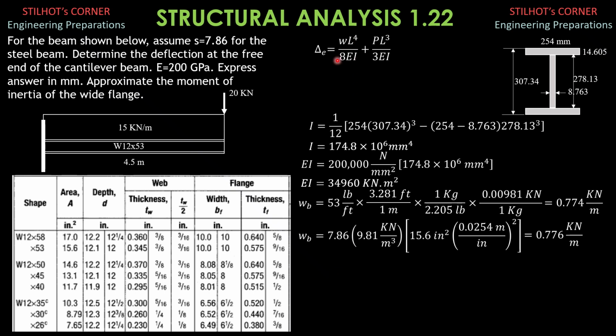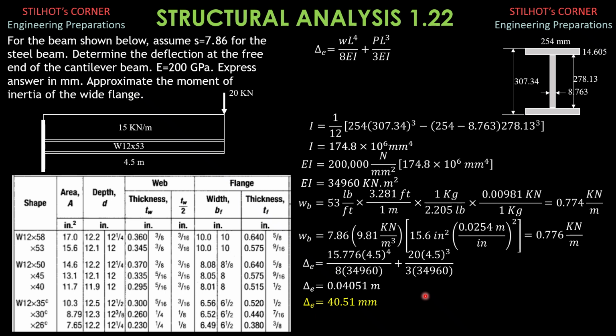Then substitute. The uniform W therefore is 15 plus 0.776. So delta is 15.776 times 4.5 to the fourth over 8 EI, 34960, plus P, 20, L cube over 3 EI. And delta is equal to 0.04051 meter times 1000, so that's 40.51 mm.